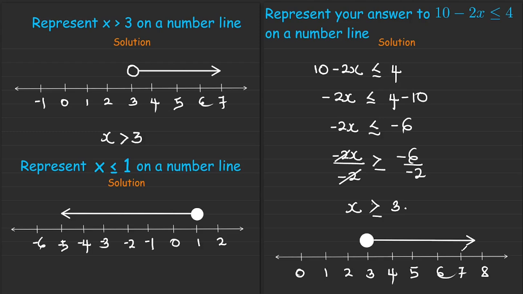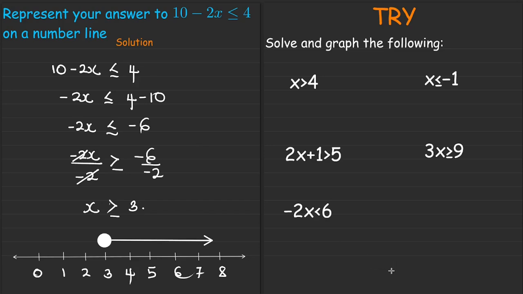And that is all. So representing your solution set on the number line is very, very easy, as you have seen. If there's any issue of concern, you can always let me know at the comment section. I'll leave you some exercises so you can test your understanding. So here are just 5 inequalities you have to solve and then graph on the number line.